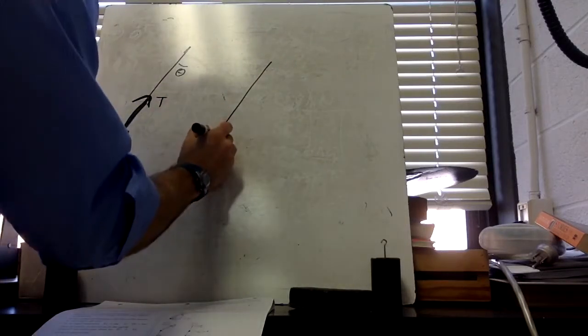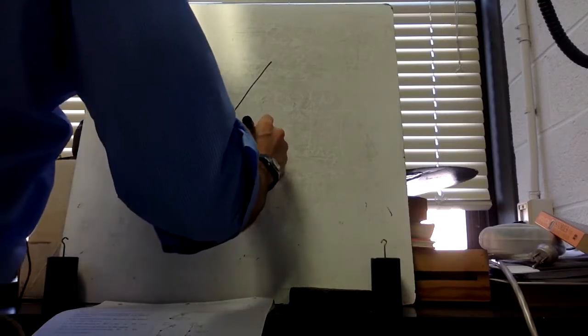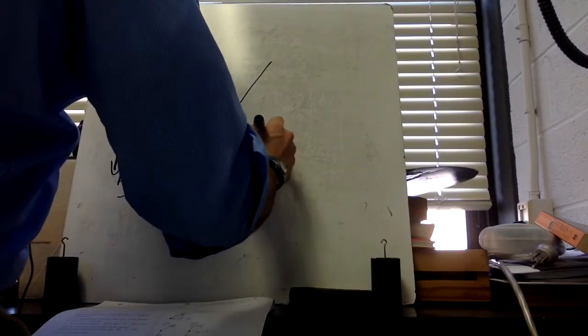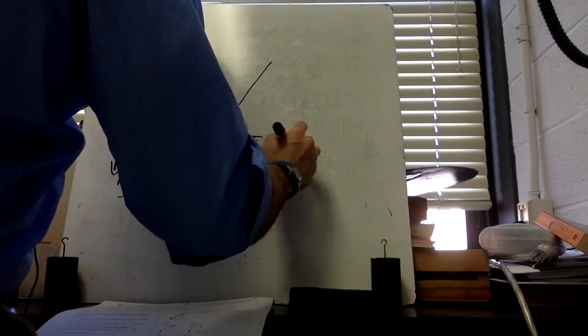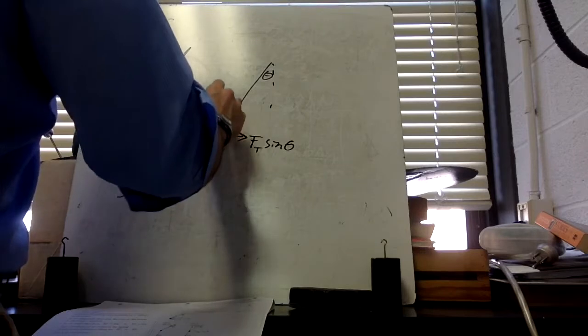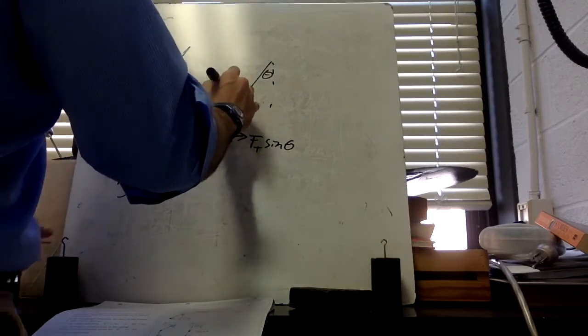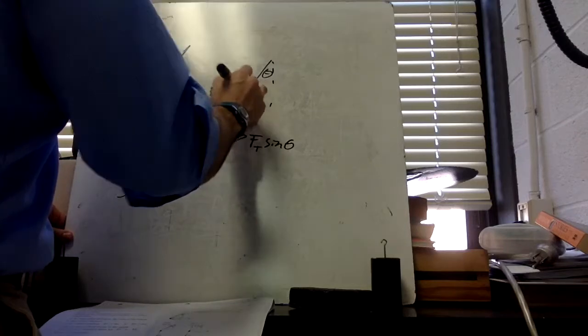And so the center of the motion is this way. So this is going to be Ft sine theta, because theta's up here, right? We've got to pay attention to that. And then this is the force of tension, Ft cosine theta, up that way.